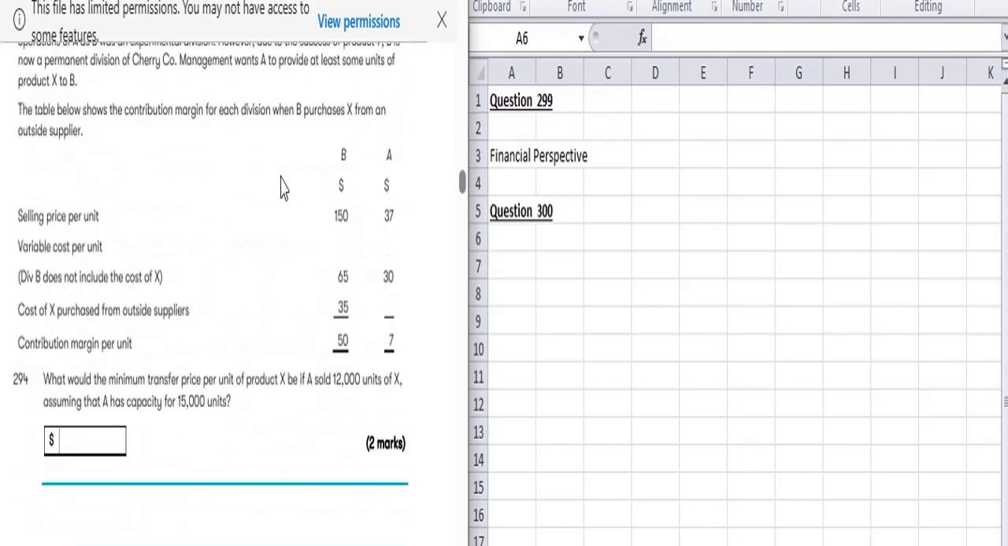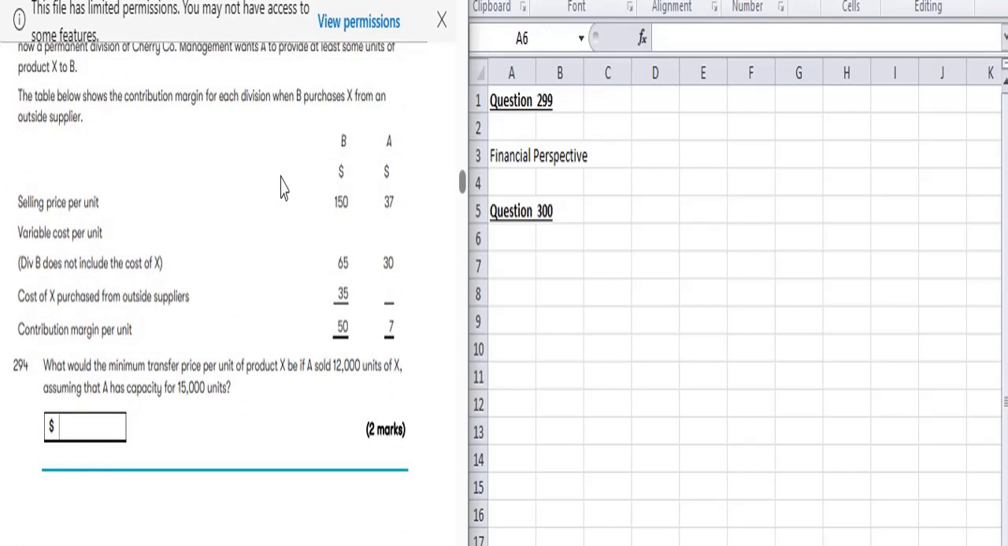Okay, so the first requirement of the question is: what would the minimum transfer price per unit of product X be if A sold 12,000 units of X, assuming that it has a capacity of 15,000 units? Just wait, I will create a new sheet. The question is basically asking what would be the minimum transfer price per unit for product X if A sold 12,000 units to the buying department.